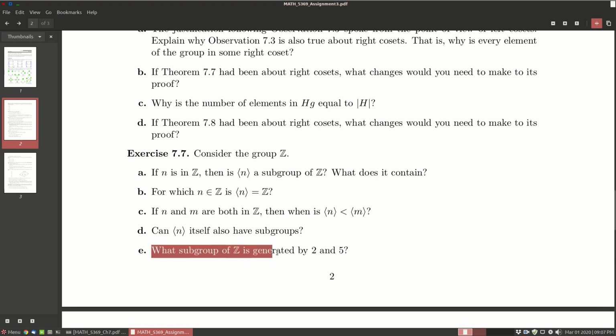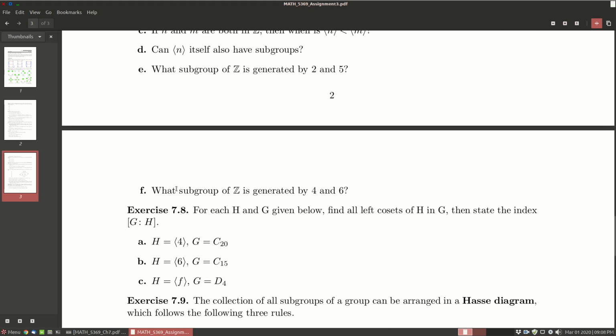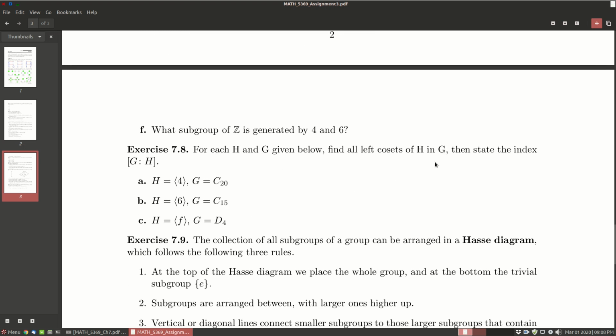And then what subgroup of Z is generated by 2 and 5? I'm asking you to tell me what it looks like. What are all the elements? Well, of course, it's all the things of the form 2x plus 5y, where x and y are in Z. But I want you to give me a better understanding of what that subgroup actually is. And then, of course, the same thing for 4 and 6. In 7.8, find all left cosets of H in G and then state the index.